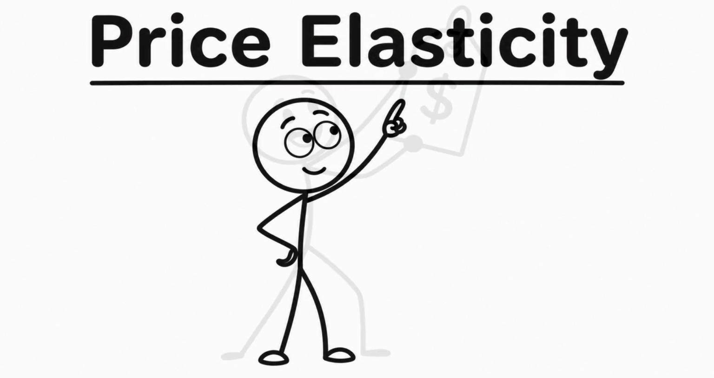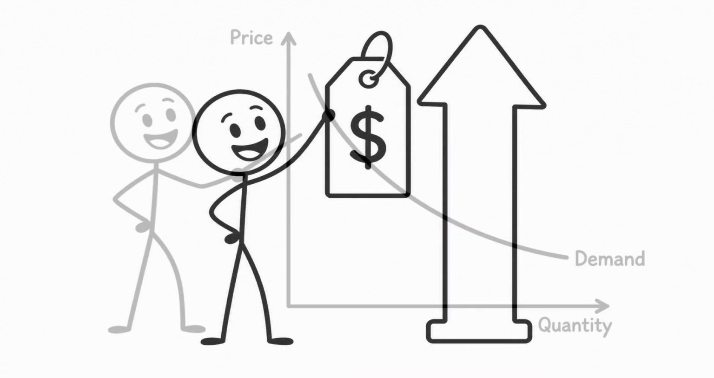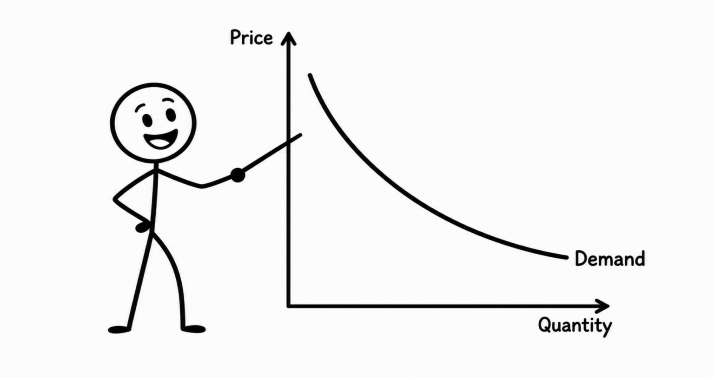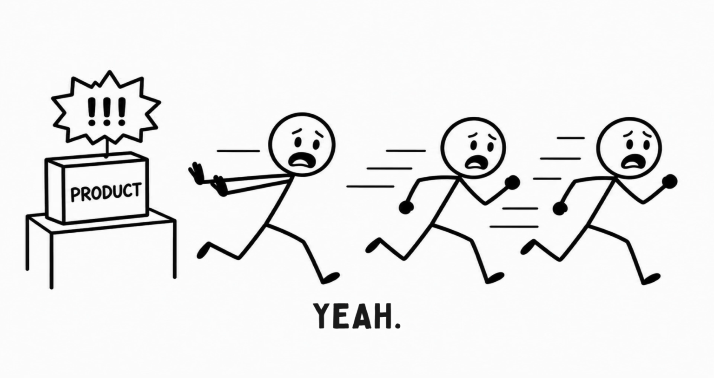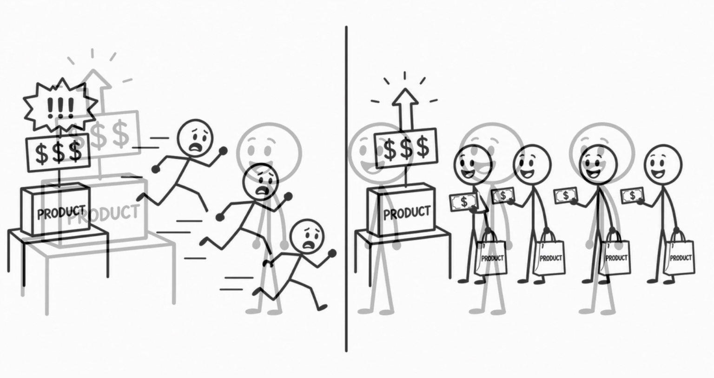Price elasticity measures how much demand changes when price changes. It is calculated as the percentage change in quantity demanded divided by the percentage change in price. If price increases and demand falls a lot, demand is elastic. If price increases and demand barely changes, demand is inelastic. For example, if price increases by 10% and demand drops by 20%, demand is elastic. If price increases by 10% and demand drops by only 2%, demand is inelastic.